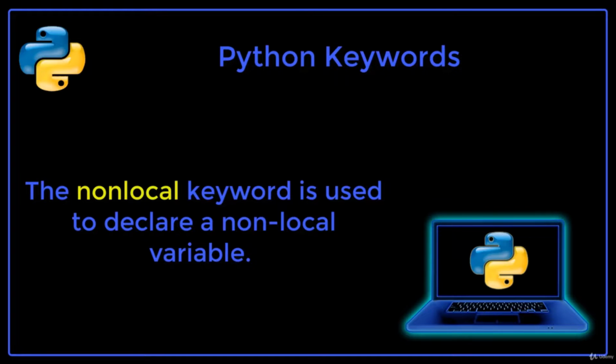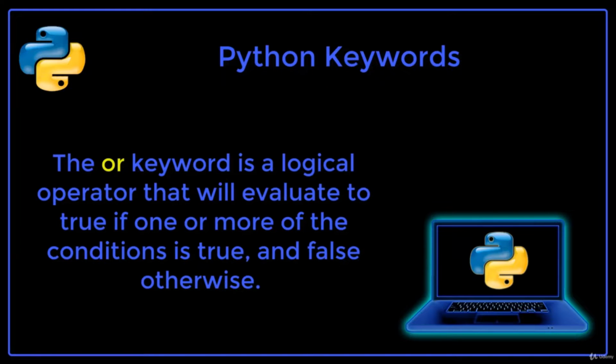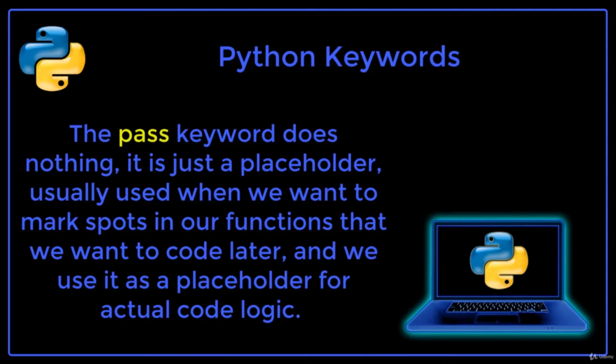The non-local keyword is used to declare a non-local variable. The not keyword is a logical operator that takes the inverse of the current Boolean value. If it is used with true, then the condition becomes false. If not is used with false, then the condition becomes true. The or keyword is a logical operator that will evaluate to true if one or more of the conditions is true, and false otherwise.